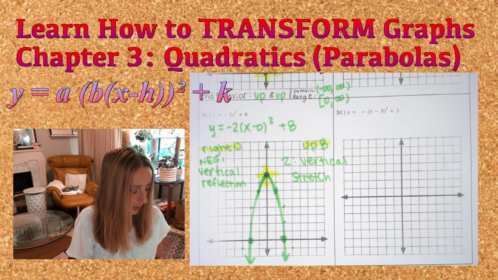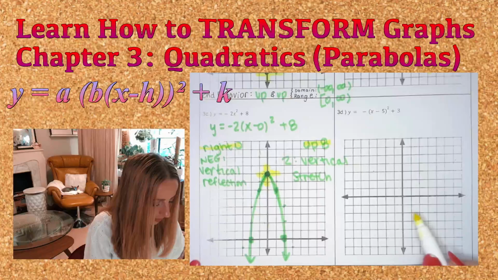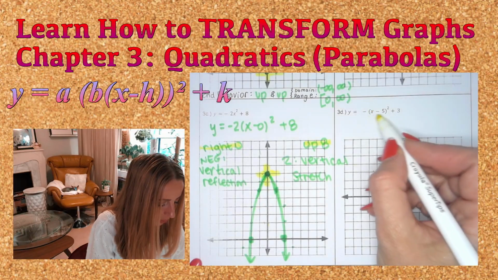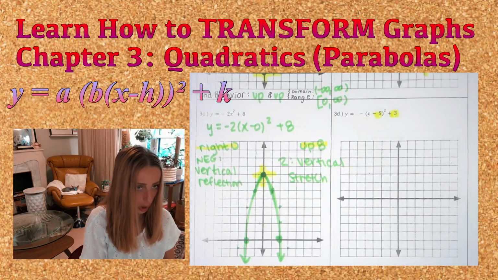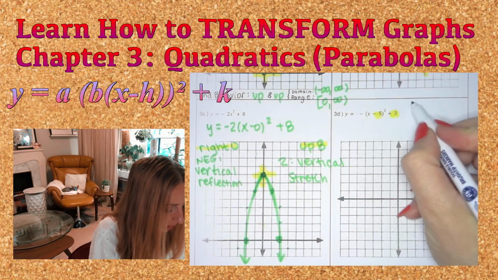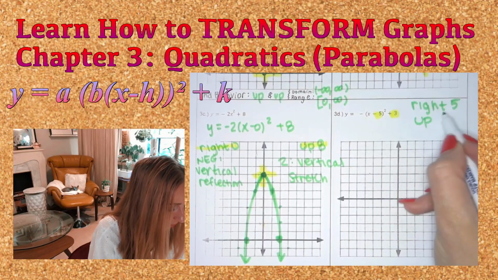The next one, fairly simple again. Nothing too crazy. Like I said, this is a light set of examples. So this is going to be moving which way? We're going left or right? We are going right 5, up 3.